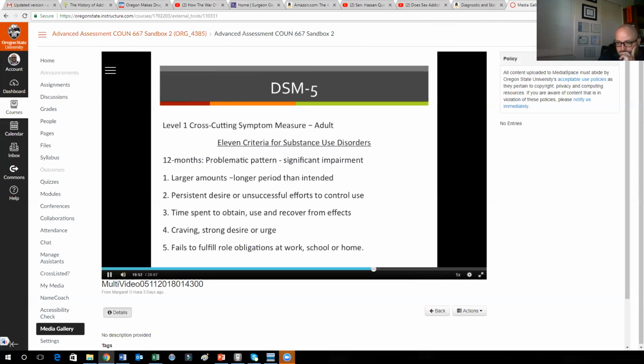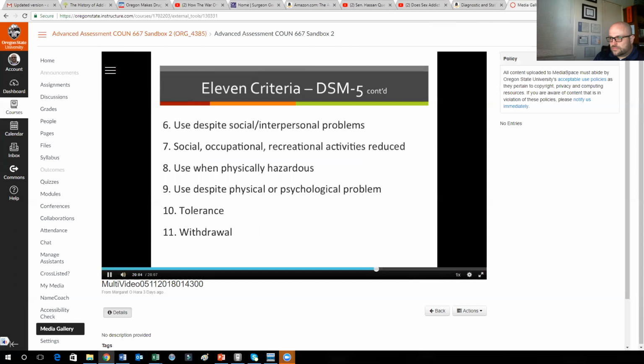The fourth considers craving, strong desire or urge to use. The fifth assesses for failure to fulfill major role obligations at work, school, or home. We'll continue here on the next slide. The sixth criteria is use despite social and interpersonal problems. And then we see the assessment of social, occupational, and recreational activities reduced because of use.